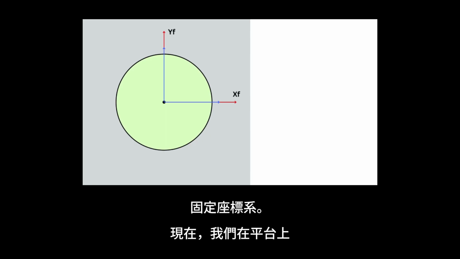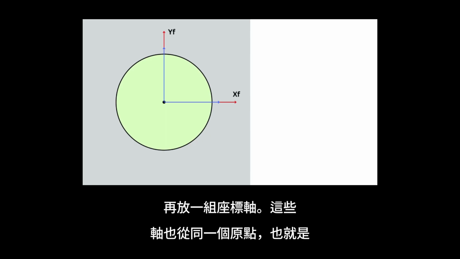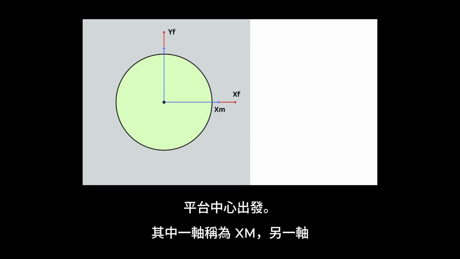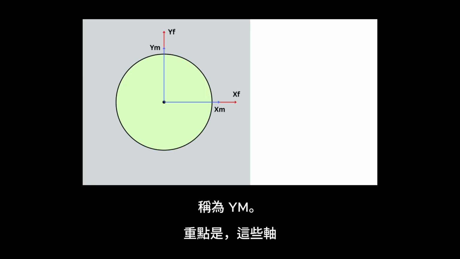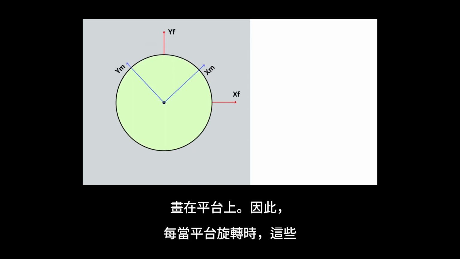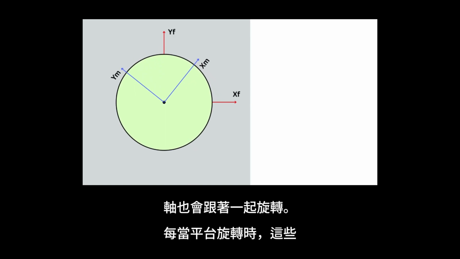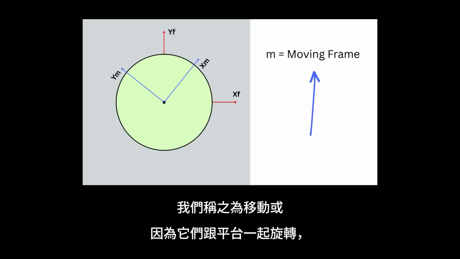Now we place another pair of axes directly on the platform itself. These axes also start from the same origin or the center of the platform. One axis is called XM, and the other is called YM. The important thing is that these axes are painted on the platform. So whenever the platform rotates, these axes rotate along with it. Because they rotate together with the platform, we call them the moving or rotating frame.